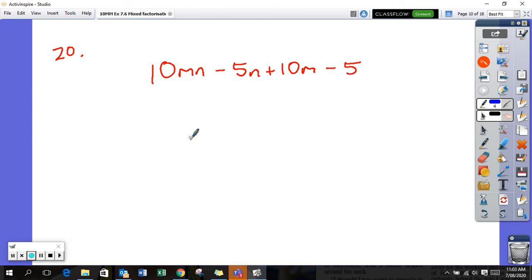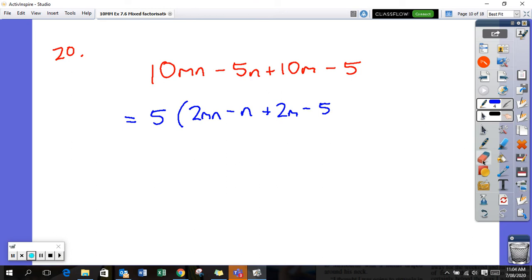First thing, 5 is common everywhere. 5s and 10s. So 5 is the only thing that's common everywhere. So I'm going to take the 5 outside the brackets and just simplify it a bit. So that's 2mn minus n plus 2m.